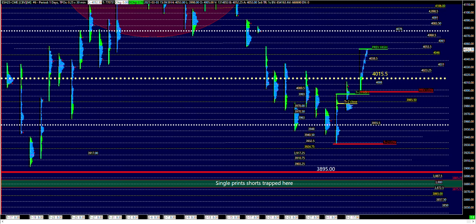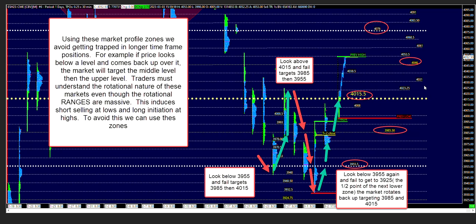Now, I'll show you how I wrote this up here. So using these market profile zones, we can avoid getting trapped in longer time frame positions at bad trade location. For example, if the price looks below a level and comes back up over it, the market will target the middle, then the upper level. Traders have to understand that markets rotate. Just because a market moves up 50 or 60 points doesn't mean it's going to go 300 points up the next day. Just because a market drops 50 or 60 points doesn't mean it's going to go down 200 or 300 points the next day.